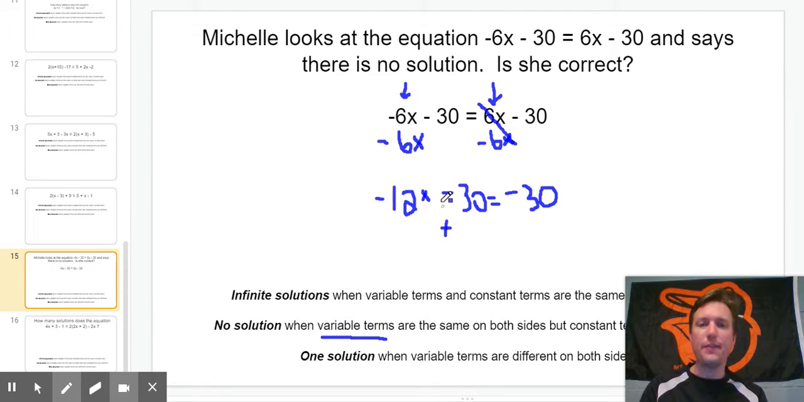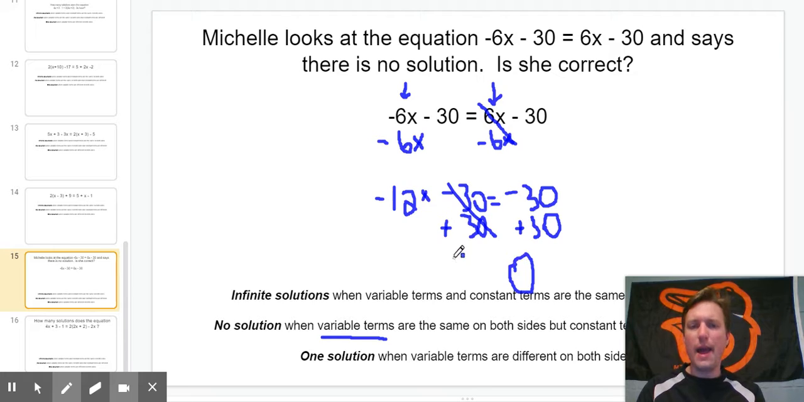Because again, I'm trying to get this variable here by itself. So I'm going to add 30 to this side, because if I have negative 30 plus 30, that's going to give me 0. And then, oh look, I have a negative 30 again on this side. So I have negative 30 plus 30. That's going to give me, yeah, you're right, it's going to give me a 0. So now I have negative 12x, oops, I forgot my 1. Negative 12x equals 0.